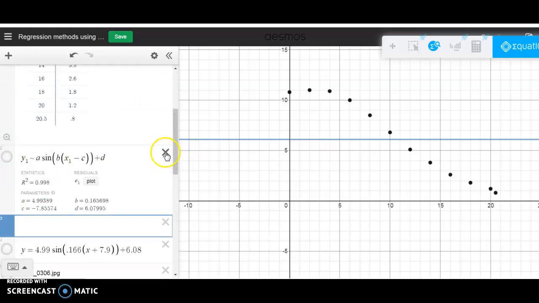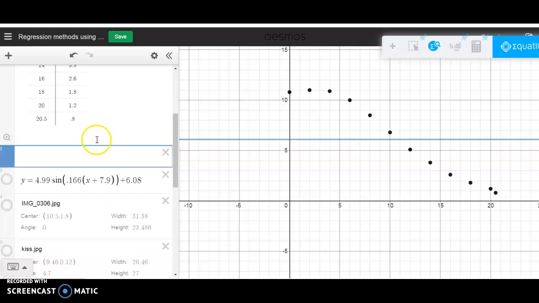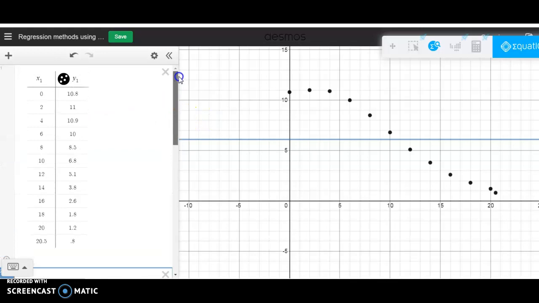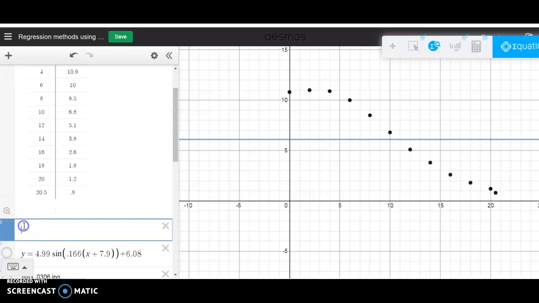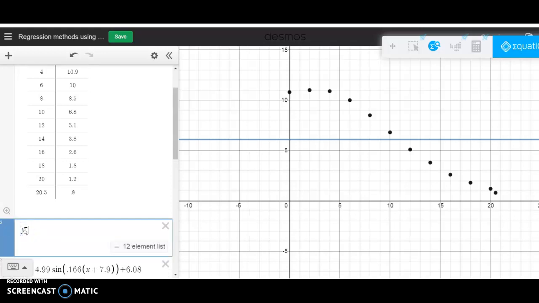And I'm going to delete this equation. Okay, so our data points are labeled x1 and y1. If you created a new table, they would be called x2 and y2 and so forth. So the equation we want is a y equals sine of x equation, but we want it to fit these specific points. So instead of just typing in y, I'm going to type in y1. The minute I make the 1 in there, it will become a subscript.